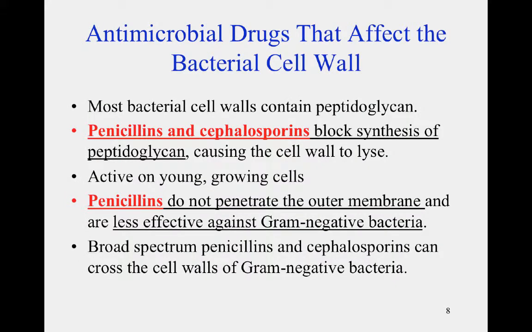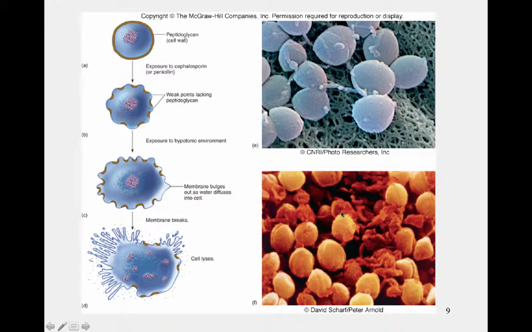So the antibiotics that will target the synthesis of peptidoglycan will target the bacterial cell wall. And so these groups of drugs include penicillins, cephalosporins, and they will be active on young growing cells. Also, it's worthy to note that they are less effective against gram-negative bacteria, so there seems to be a higher incidence of antibiotic resistance with regards to gram-negative bacteria and the use of penicillin-like drugs. So again, it's active on young growing cells.